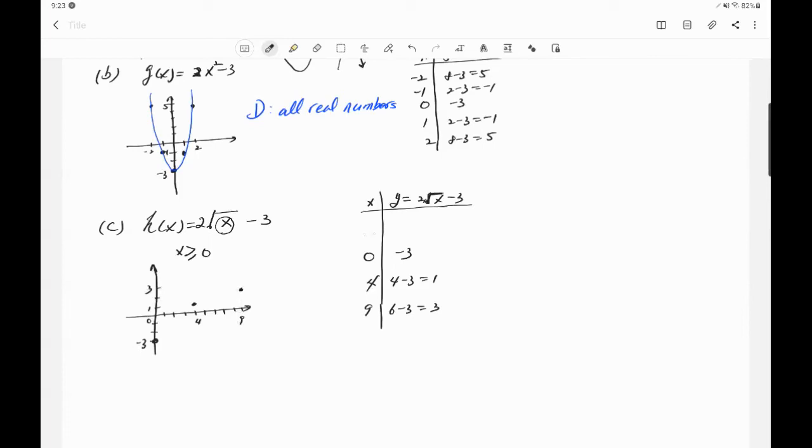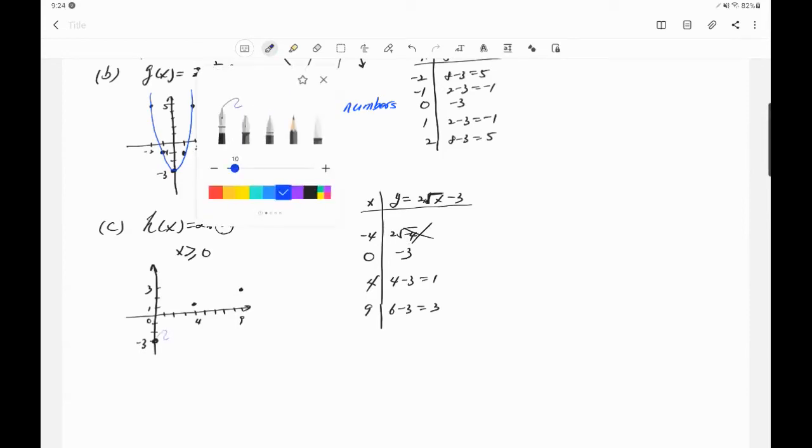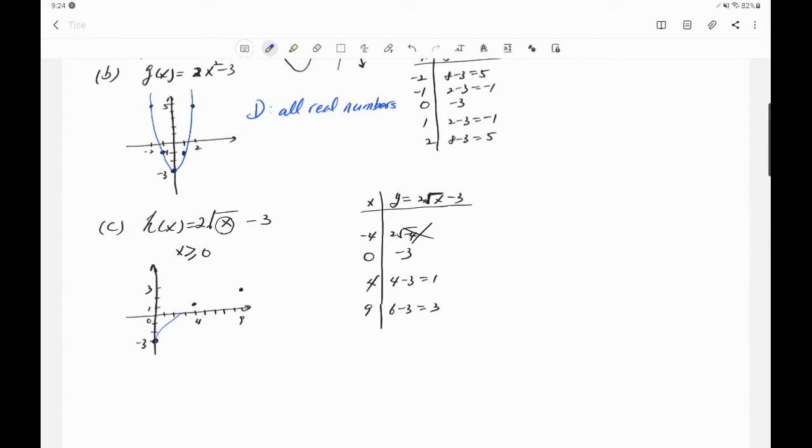How about negative 4? Look at this. 2 square root of negative 4. This is not a real number, right? So we cannot have a negative value for x. So the graph looks like what? This one. The square root graph. Do you remember the square root graph? Like this. Okay. So the domain is x has to be greater than or equal to 0. So the domain comes from this radicand, the expression inside the square root.